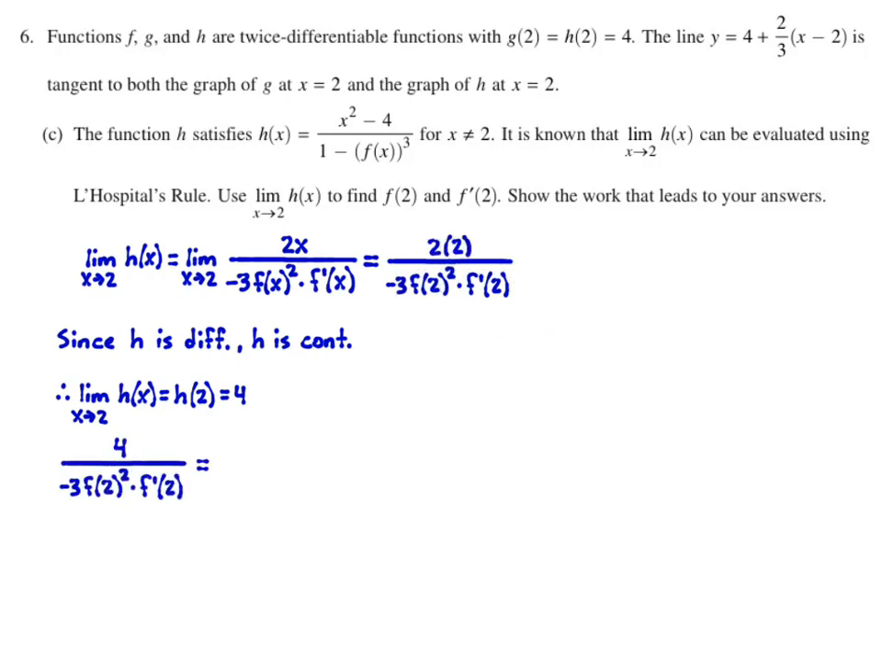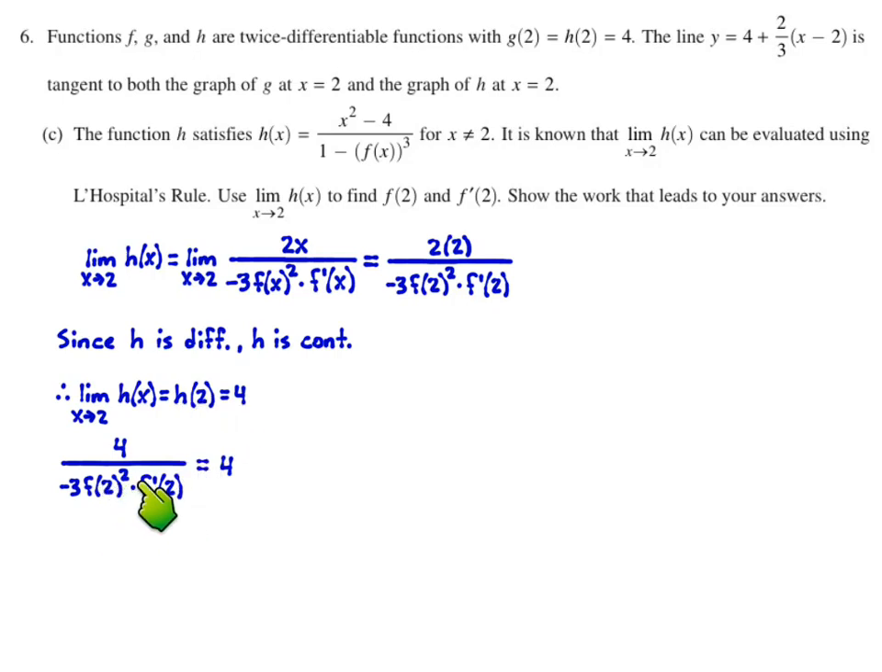And so I end up with this equation. First of all, 2 times 2 is 4, so I just put 4 over all of this. That is my limit expression, equals 4, because I knew the limit is 4 because the function's continuous.